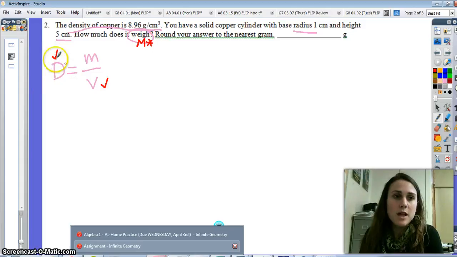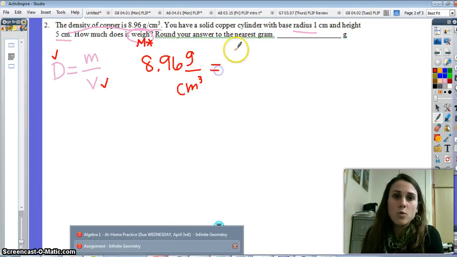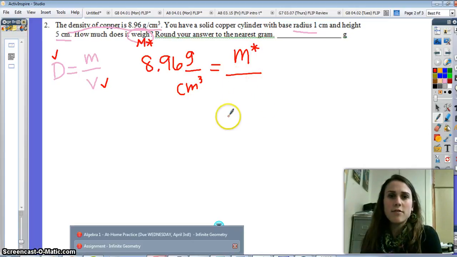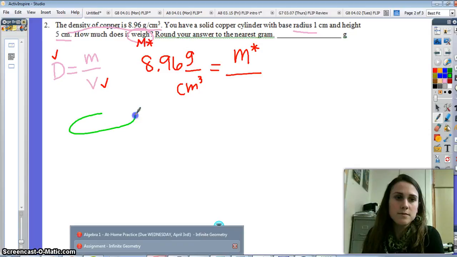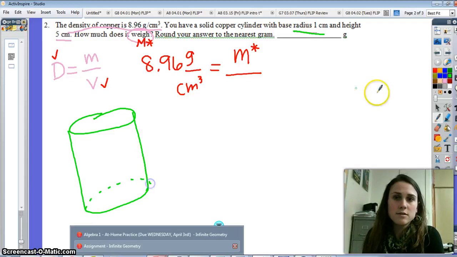So let's plug in the values that we do know. We know the density of copper is 8.96 grams per centimeter cubed. Cool. We don't know the mass, that's what we want to find, but we know that we can figure out the volume. I'm going to draw a picture to help with this. So here's my copper cylinder. I know that the radius of the cylinder is, from the center to the side, 1 centimeter. I know that the height of the cylinder is 5 centimeters.